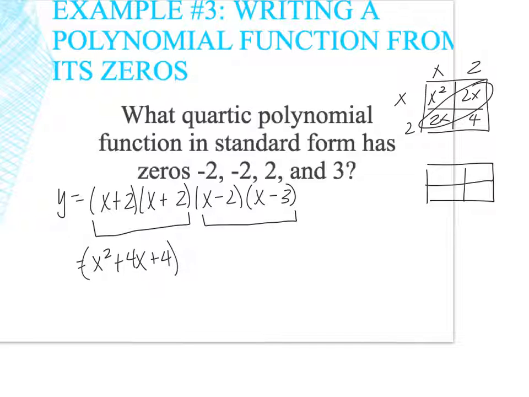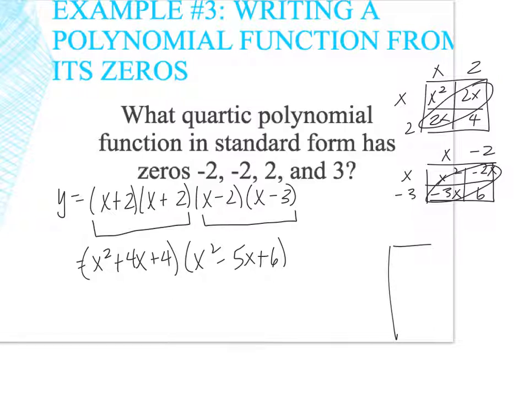The next one is x and negative 2, x and negative 3, so it's x squared minus 3x minus 2x plus 6. Remember, those are like terms, so this becomes x squared minus 5x plus 6. All right, from there, we need to multiply those two finally, so we're going to do a larger box.